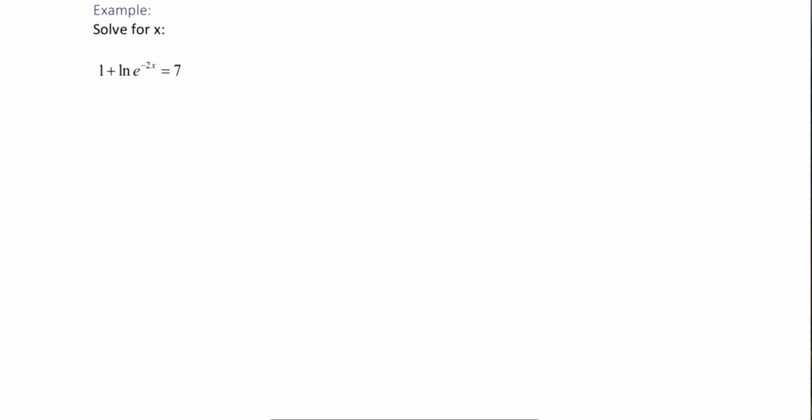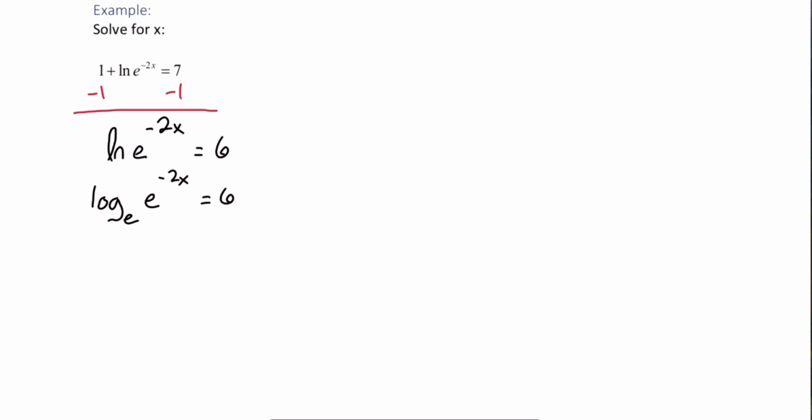To solve this equation, we again need to isolate the logarithm. So we'll subtract 1 on both sides. And we now have the natural log of e to the negative 2x equals 6. We'll learn some shortcuts for this later, but for now, let's think of this as log base e of e raised to the negative 2x equals 6. Remember that the natural log is really log base e.